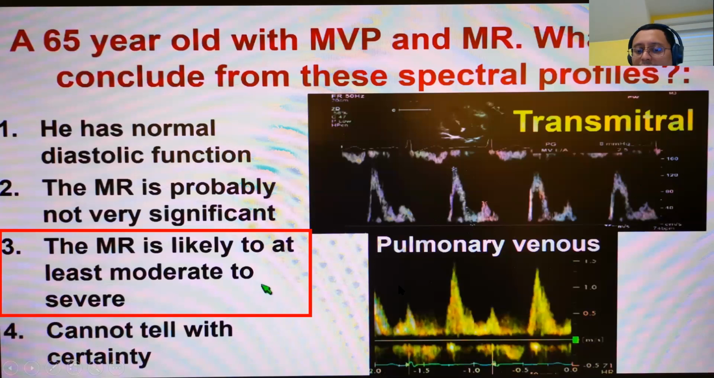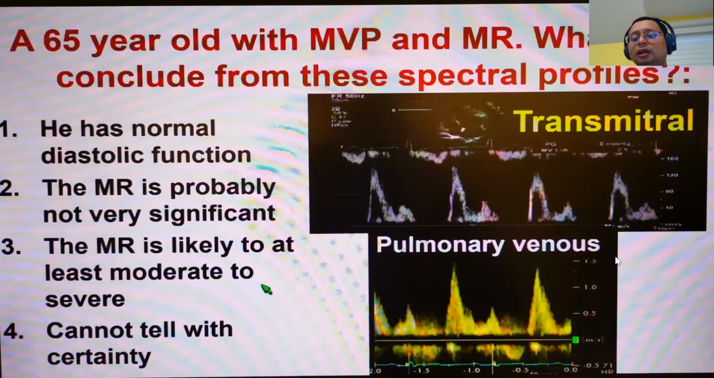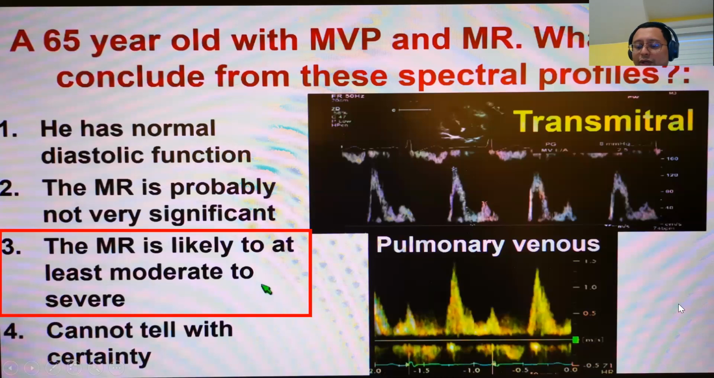Normal Doppler should be like this, systolic, like that, diastolic, and then you have the atrial contraction. Here you can see you have a systolic reversal. Remember, systolic reversal in pulmonary vein is a specific sign of severe mitral regurgitation. So you have one, E velocity more than 1.2, two, systolic reversal in pulmonary vein, three, giant V wave in the wedge pressure. So this is all consistent with significant mitral regurgitation. So you can get that just from the Doppler profile here.